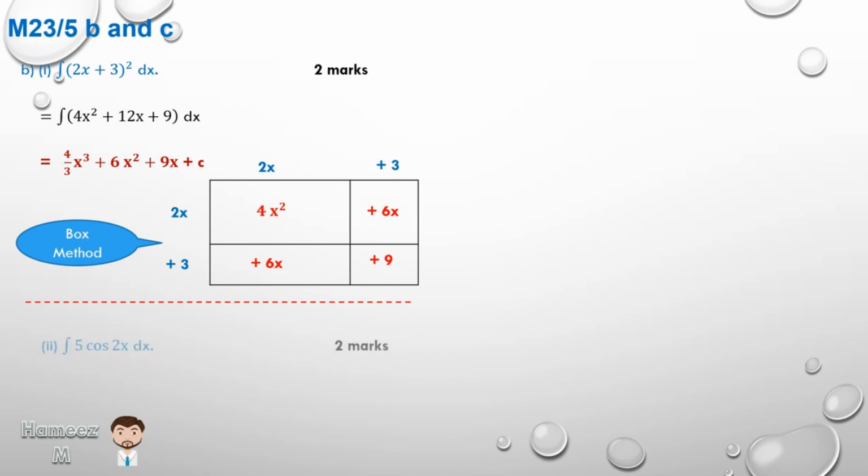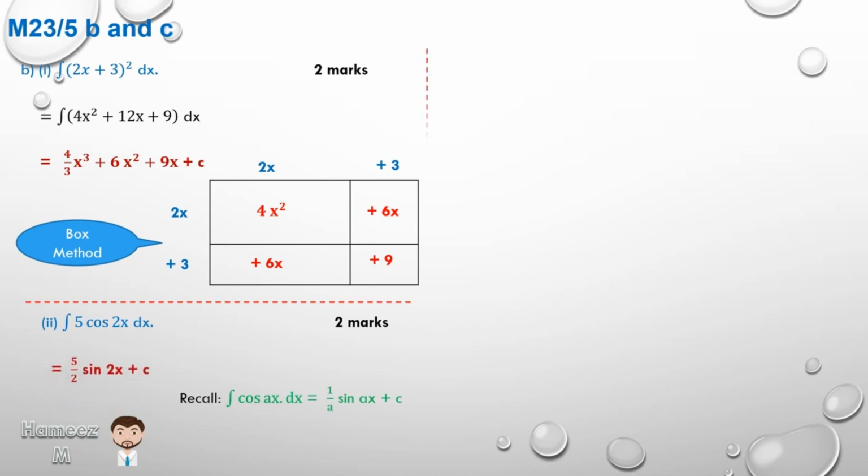Part 2. Integrate 5 cos 2x dx. If we recall that the integral of cos ax dx is equal to 1/a sin ax plus c, where a is 2, and we have a constant of 5 in front, that will give us 5/2 sin 2x plus c.